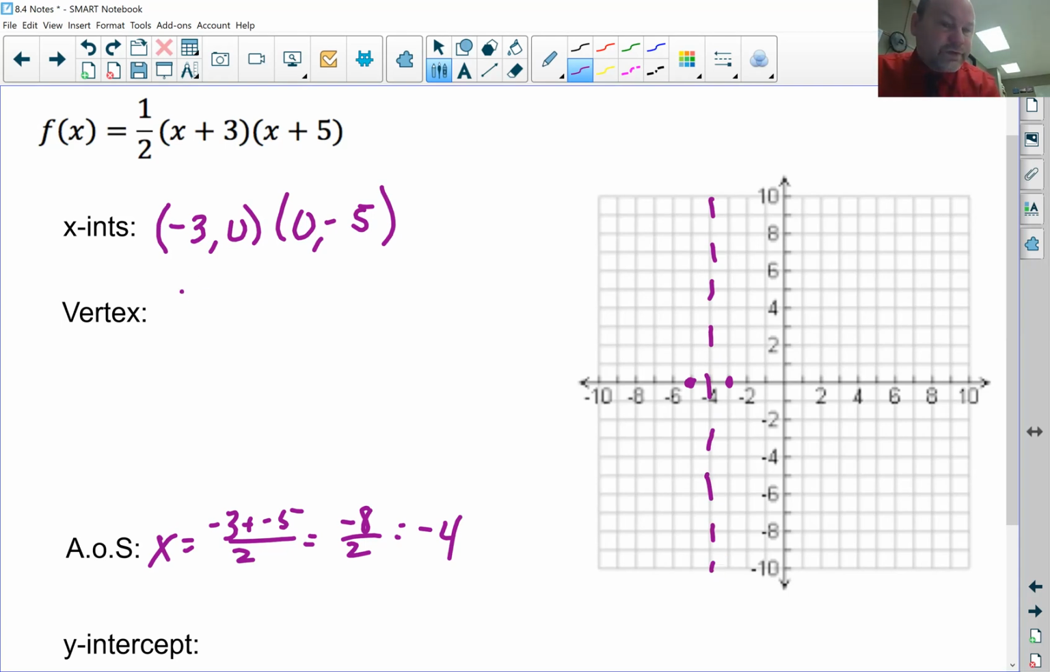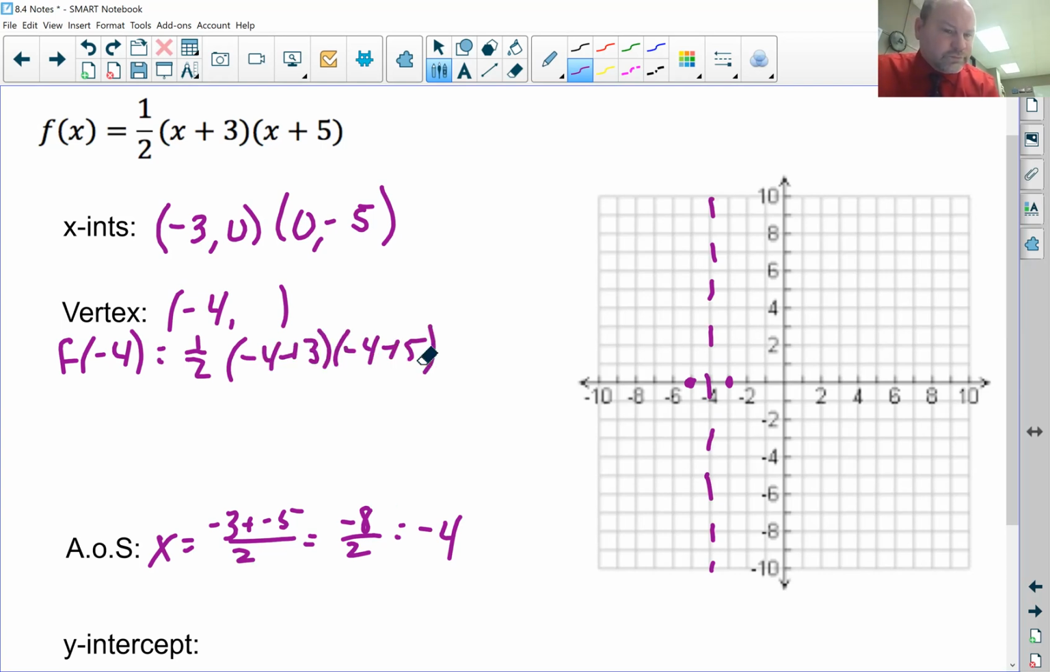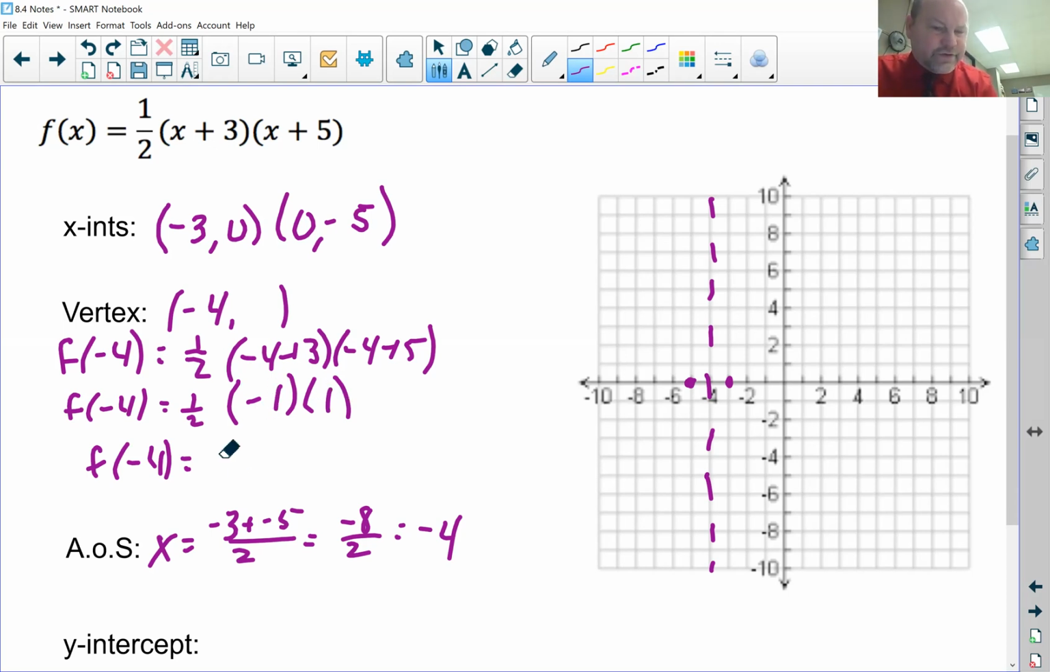For the vertex, we're going to plug -4 in to our function. -4 plus 3 is -1. -4 plus 5 is +1. 1/2 times -1 is -1/2. -1/2 times +1 is -1/2. So we just have to estimate where that is.